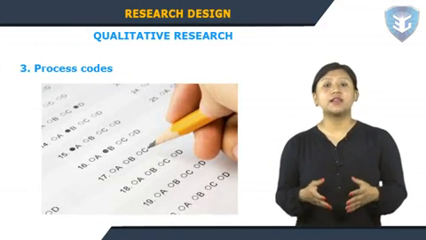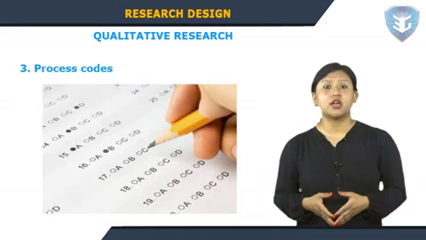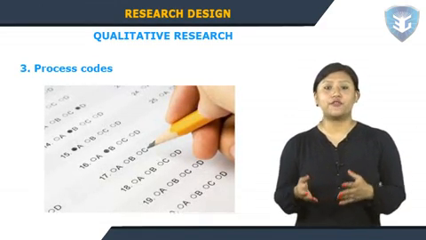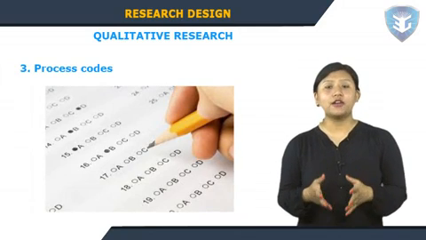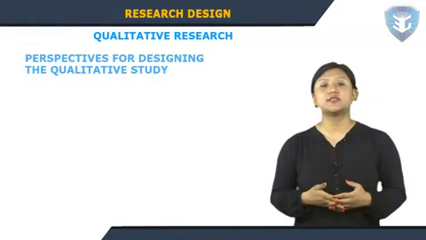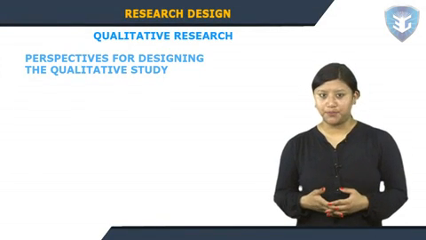Process codes. It is a given in qualitative research that naturally occurring systems change. These codes are used to note event or process evolution and factors which cause or contribute to said evolution. Perspectives for designing the qualitative study.